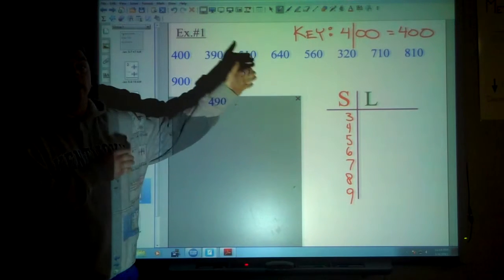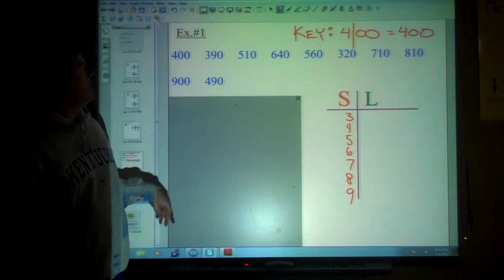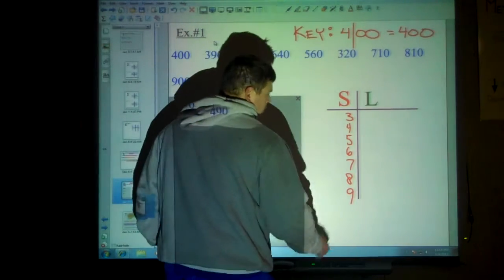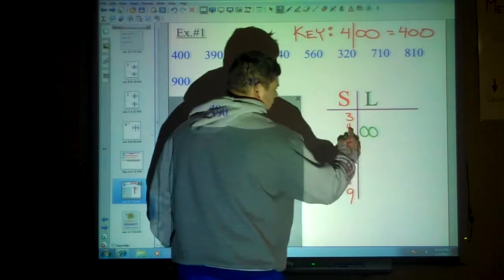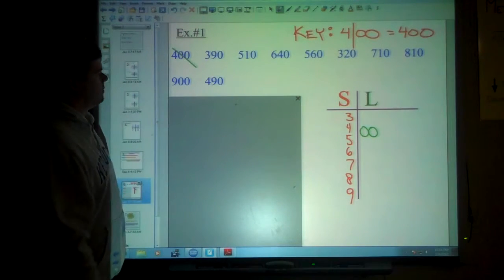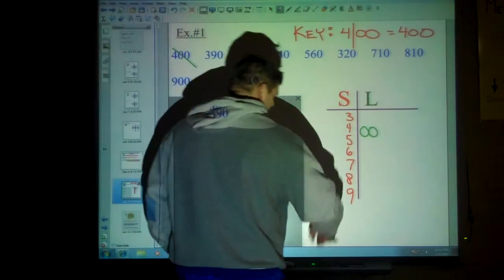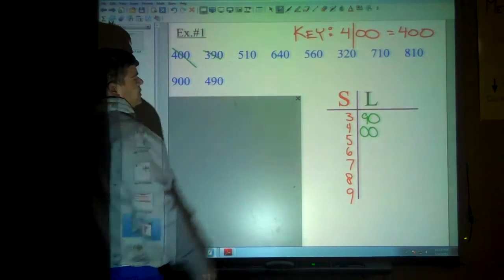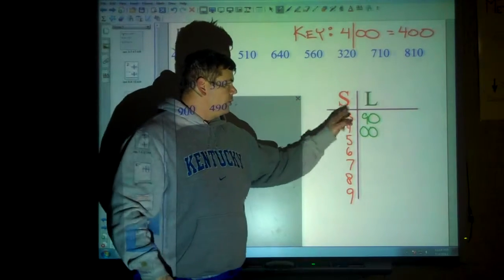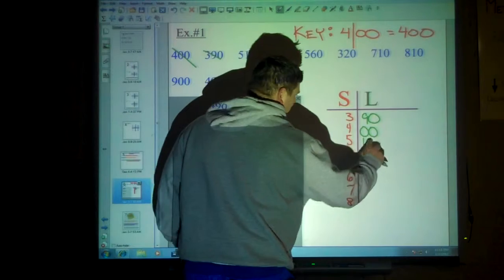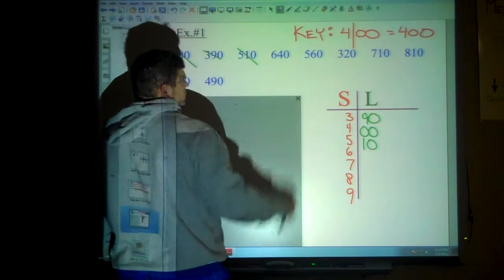Then I write all the leftovers, the leaves. So 400 is a 0, 0. So I put 0, 0. That's 400. Cross them off because I don't want to mess up. 390, okay? 390 is right here. So that crosses out. Again, 300 and then the 90. 510. 640.